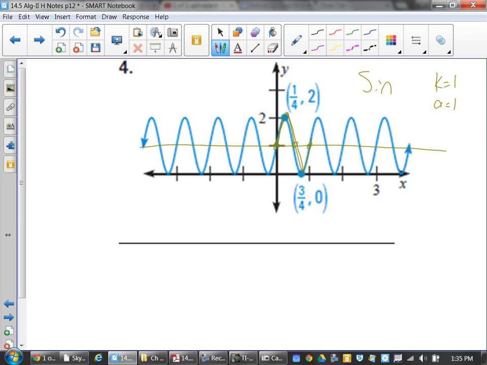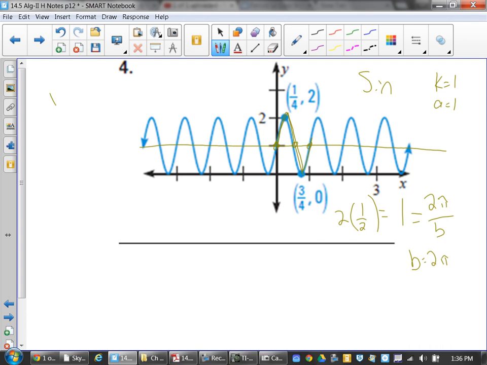What is the distance between 1/4 and 3/4? Half. So I take 1/2, I double it, and that's my period. So my period for this graph is 1. I set that equal to 2 pi over b to find the b value, which is 2 pi. There you go. So b is 2 pi.